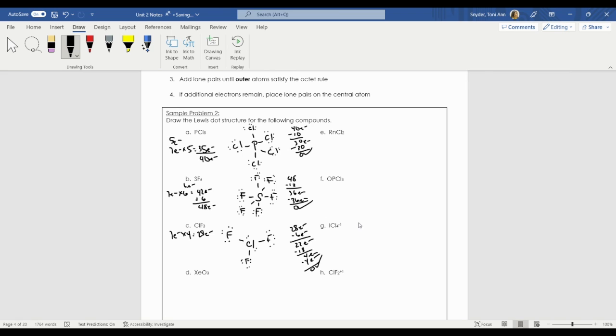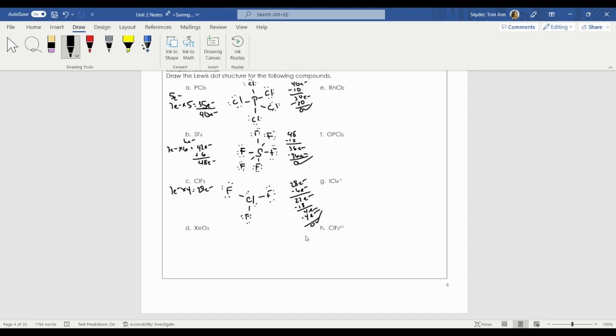It's always good to keep a tabulated list of your electrons like this. This is literally what I do. I put a little check mark off when I'm done, just so we know to keep track of everything. So let's try the next one, xenon trioxide.